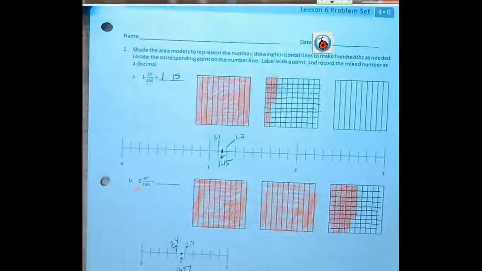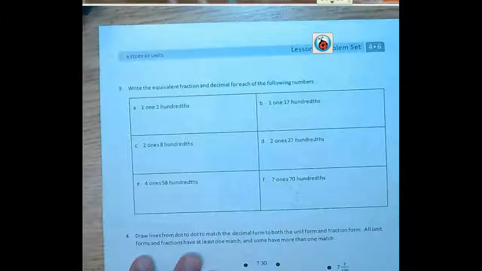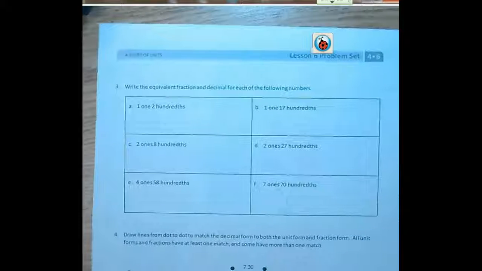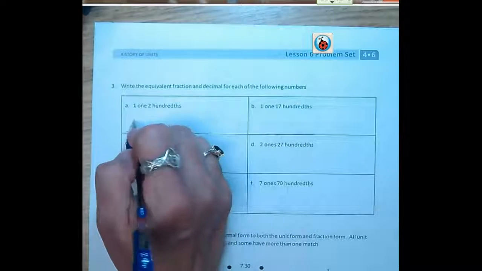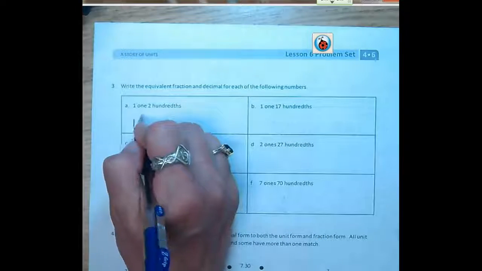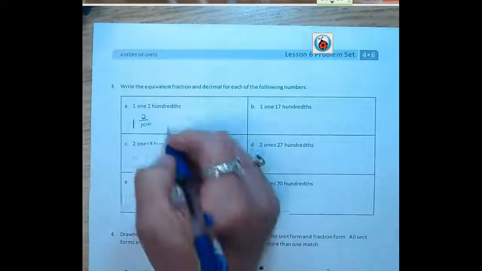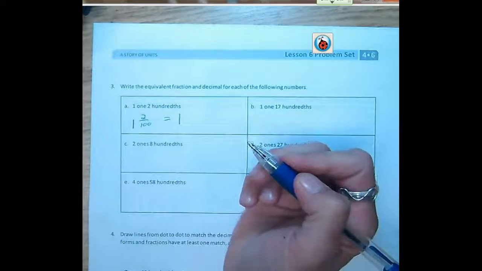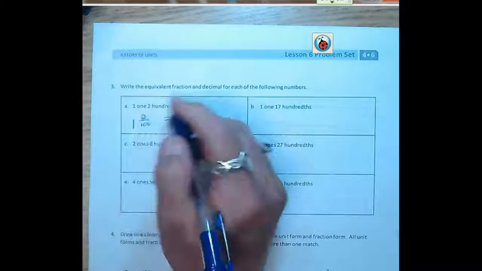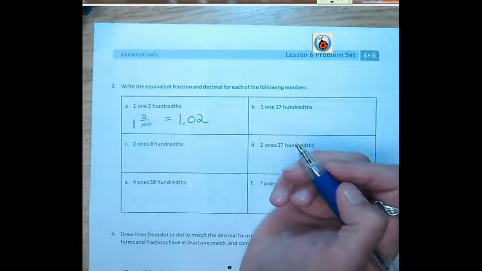Okay, go ahead and turn that paper over. So now we're just writing the equivalent fraction and decimal for each of the following numbers. So we have 1 and 2 hundredths. Well, this would be our fraction. What would our decimal look like? We have 1 in the ones column. We do not have anything in our tenths column, so we need to make sure we put a 0 there because we have 2 hundredths.